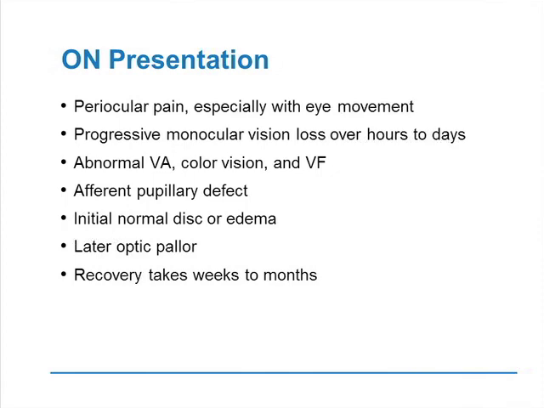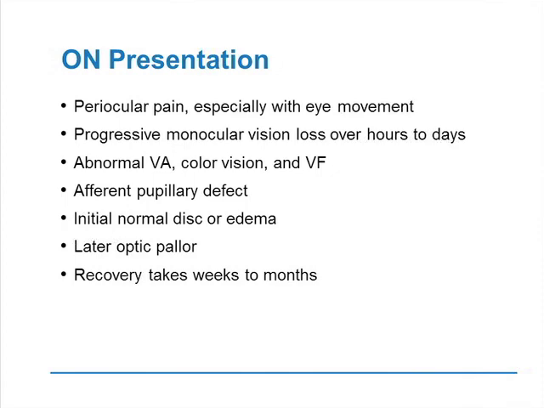So the patient looks side to side or up and down and notes that they have unilateral pain, usually at the temple, or periocular pain. The vision loss generally presents as progressive monocular loss over either hours or days. It's described as abnormal visual acuity, so blurred vision, impaired color vision, colors classically looked dulled out.